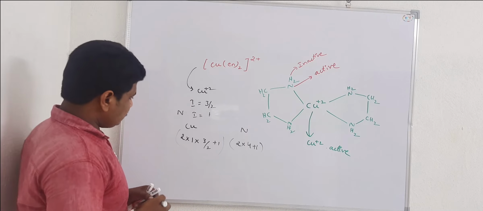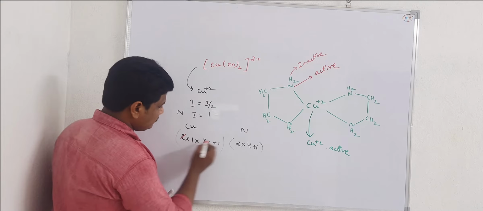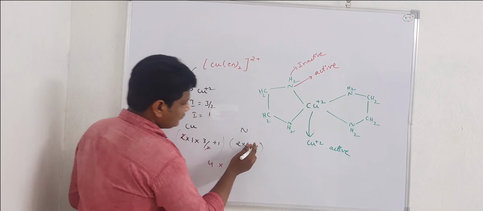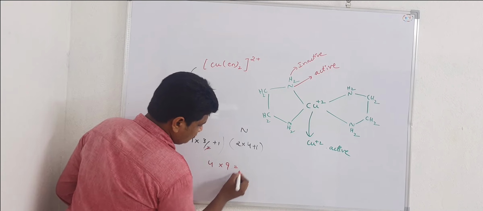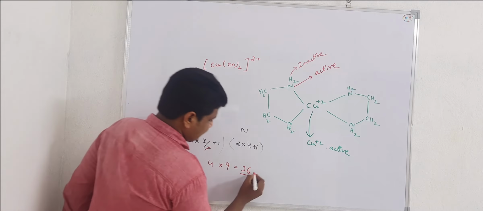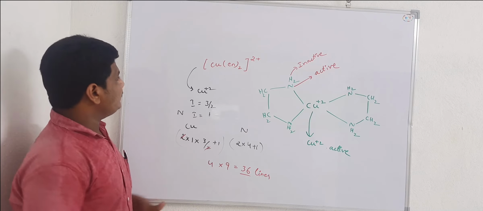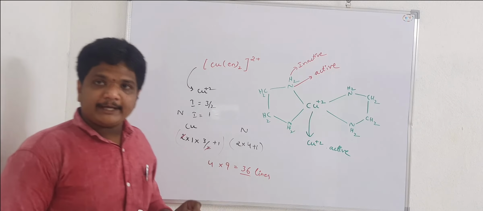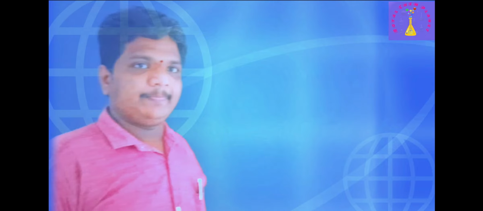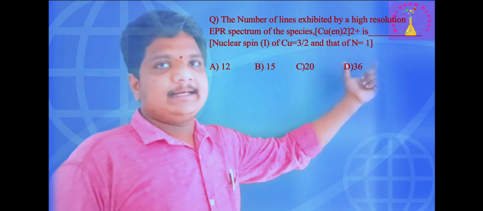If you solve this, the 2 and these 2 will cancel out, and 1 into 3 plus 1 is 4, into 2 into 4, that is 8, plus 1, that is 9. So the total is 36. Here we get 36 lines. In the case of this Cu(en)2 2+ complex, we can obtain 36 lines in the high resolution EPR spectrum. So the correct option is D, that is 36 lines.